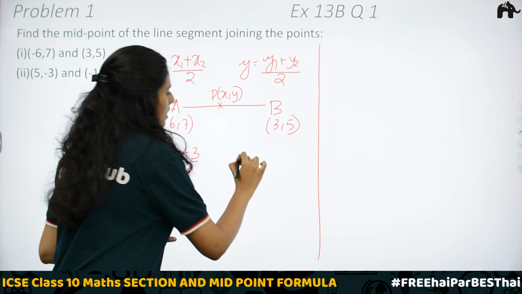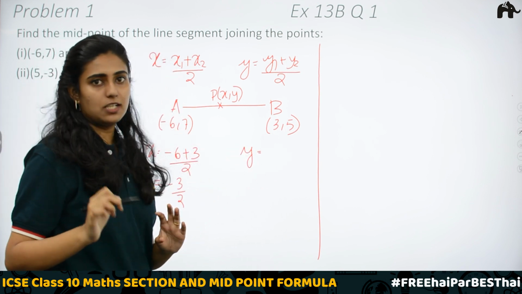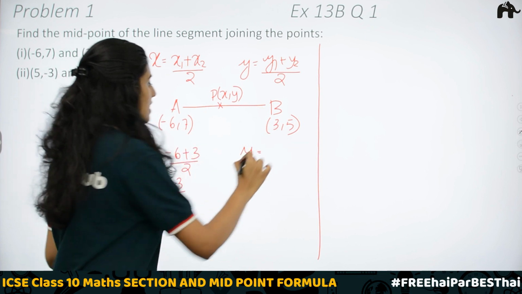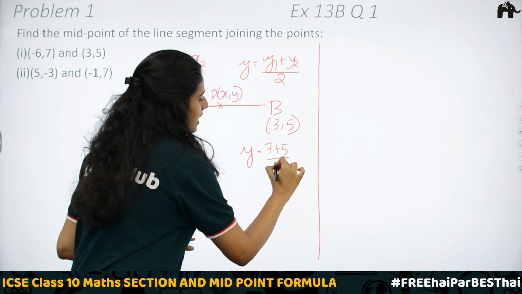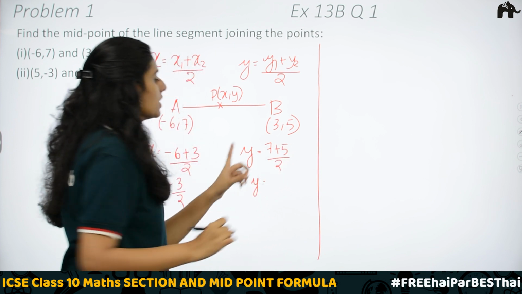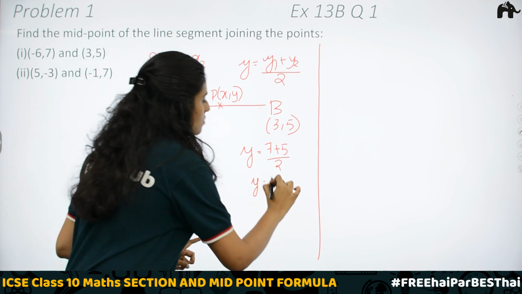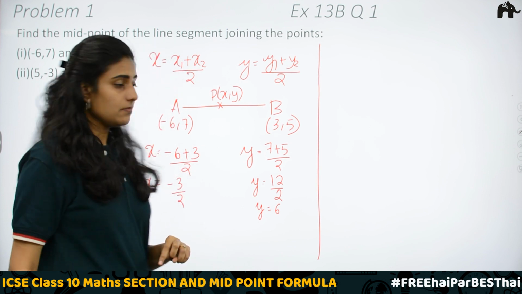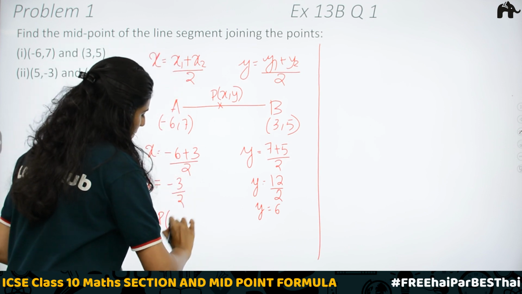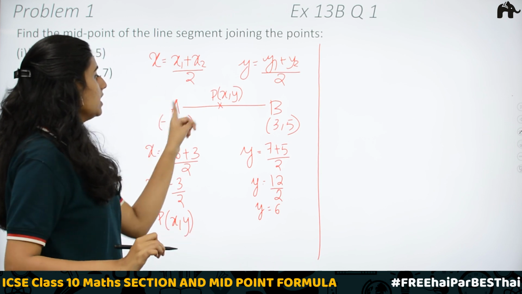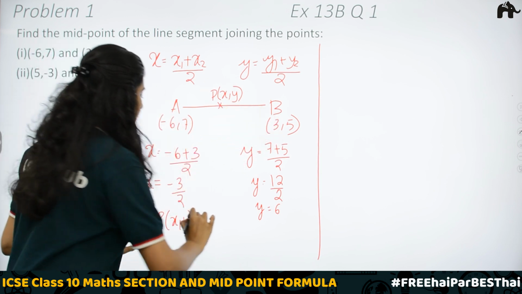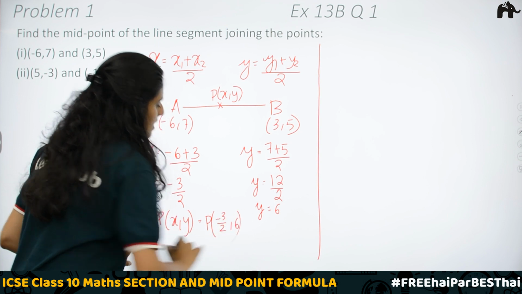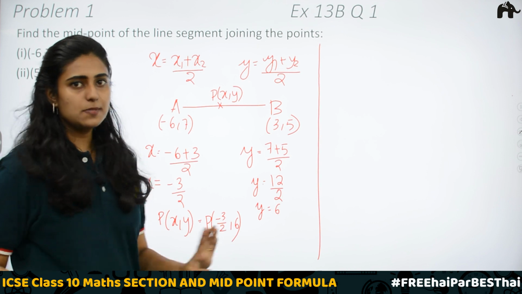Now to get the y coordinate, (y1 plus y2) divided by 2. Here y1 is equal to 7 and y2 is equal to 5. (7 plus 5) divided by 2. Y is equal to, 7 plus 5 is 12, 12 divided by 2, or y is equal to 6. Therefore, the point P, which is the midpoint of the line joining A and B, of coordinates (x, y), is equal to P(-3 by 2, 6). Clear? The first part is clear.